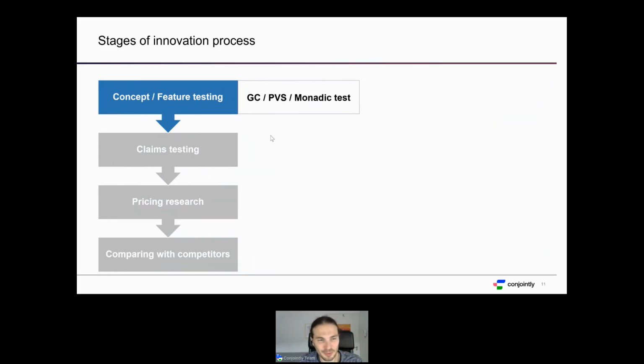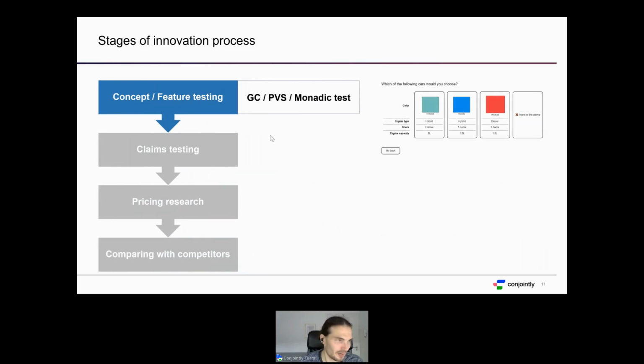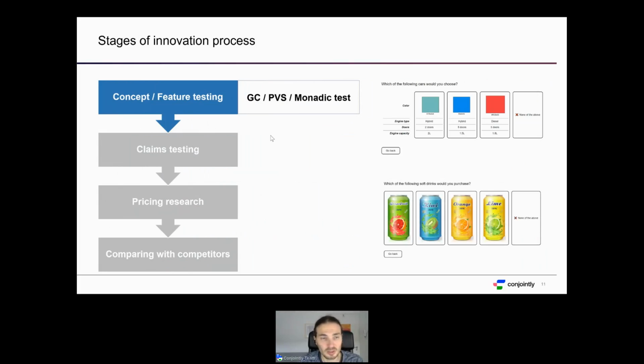If you're looking at the concept or feature, remember the IKEA example. That's when you're probably going to stick to a simplistic conjoint, as you see here. So this is one for cars. What color car do you like? What engine type? How many doors do you need? And what engine capacity? Very bare bones, very simplistic, just figuring out the concept. And we have a product variant selector. That's which of these bottles of soda do you like the most?